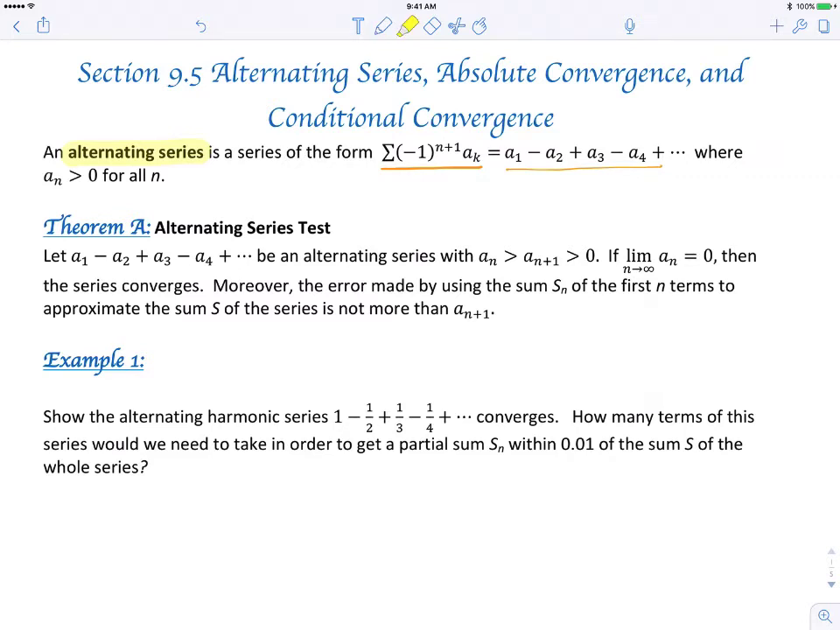Theorem A, the alternating series test. Let a1 minus a2 plus a3 minus a4, etc., be an alternating series with the nth term, a_n, greater than a_(n+1), greater than 0. So we're looking at the absolute value of those terms, and they are decreasing. And if the limit as n goes to infinity of the nth term is 0, then the series converges. Moreover, the error made by the sum of the first n terms to approximate the sum of the series is not more than the n plus first term.